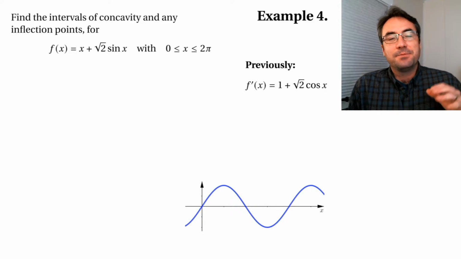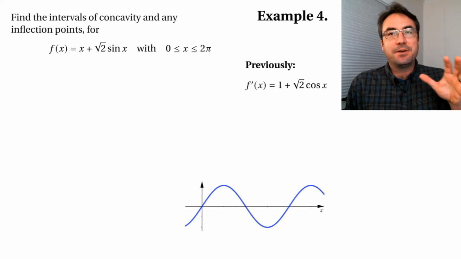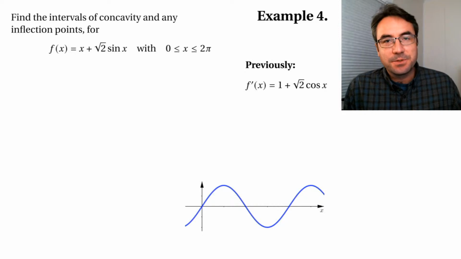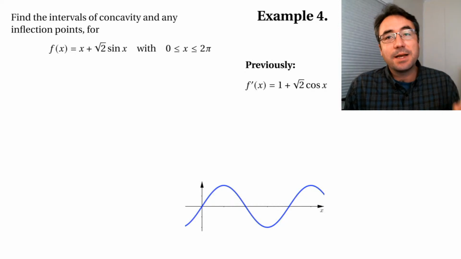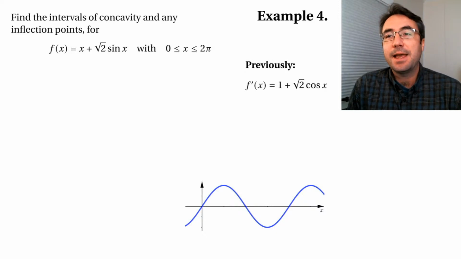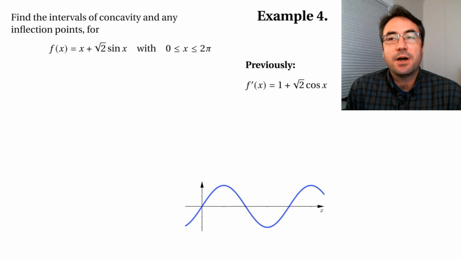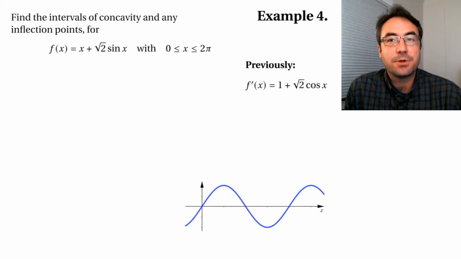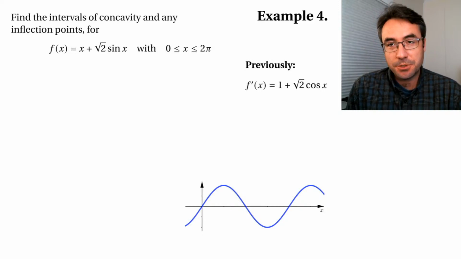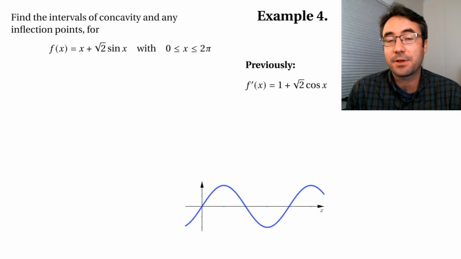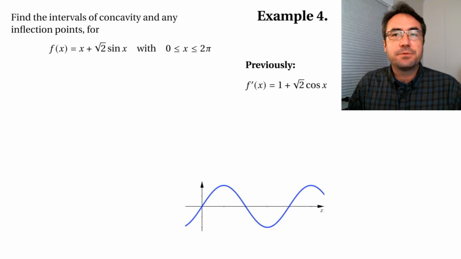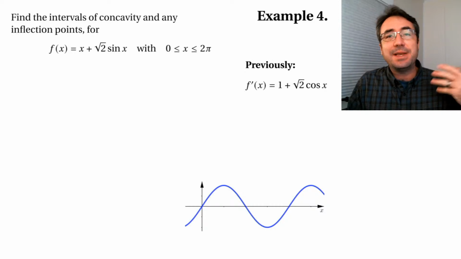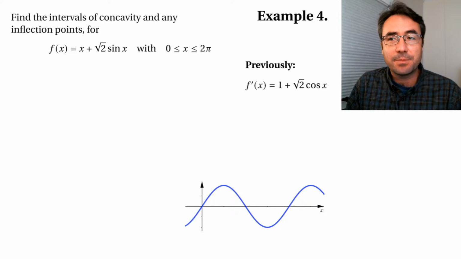So, in this unit of optimization, we've been finding intervals of increase and decrease, and finding intervals of concave up and concave down. So the process is very similar. And last time we left off with example 4 here: the function x plus square root 2 times sine x, defined on the closed interval from 0 to 2 pi. We looked at this function for intervals of increase and decrease. Now we're going to look at it for intervals of concave up and concave down.